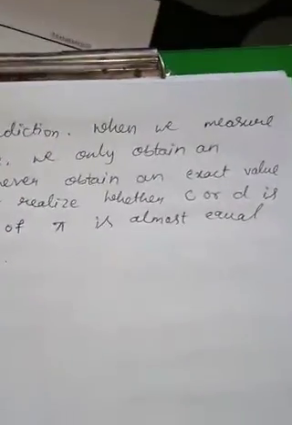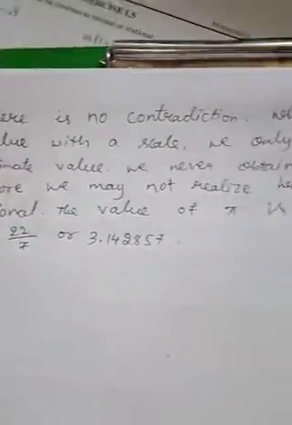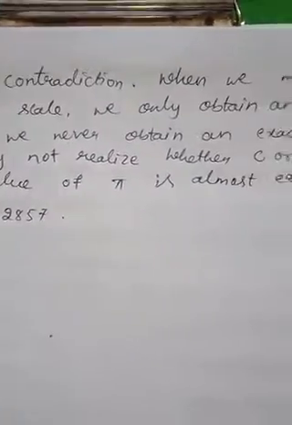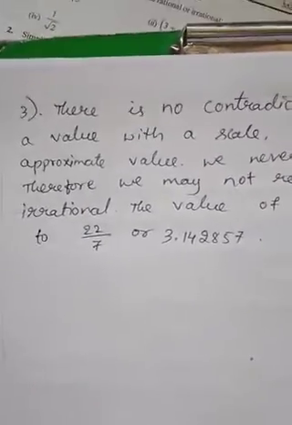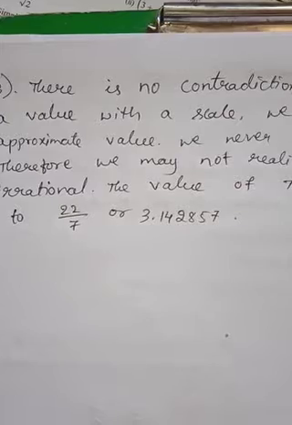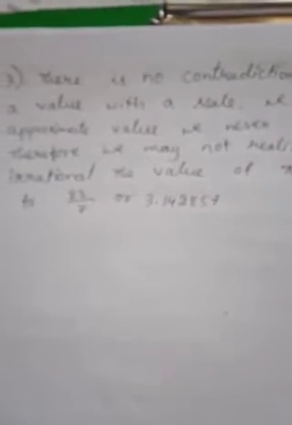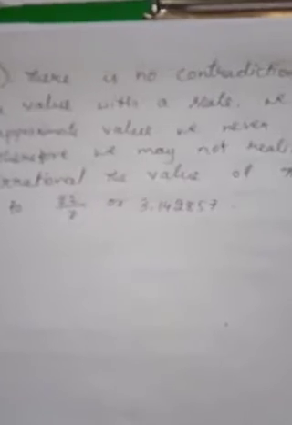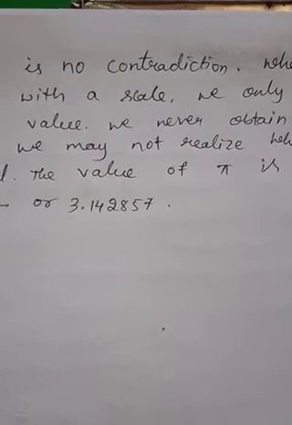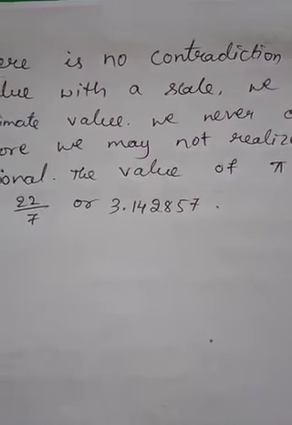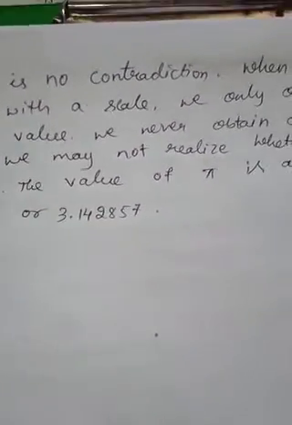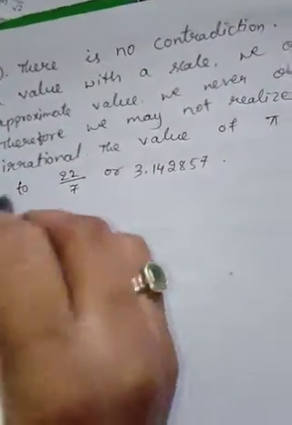There is no contradiction. When we measure a value with a scale, we only obtain an approximate value. We never obtain an exact value. That means we are not going to get the exact value when we measure with a scale. Therefore, we may not realize whether C or D is irrational. The value of pi is almost equal to 22 by 7 or 3.142857. That means here also they are not giving the exact value, they are just telling that it is almost equal to. Okay, next I will do the fourth one.